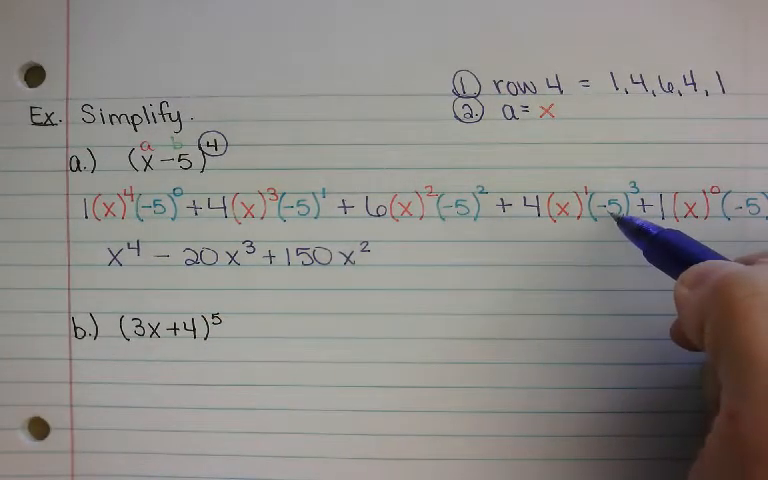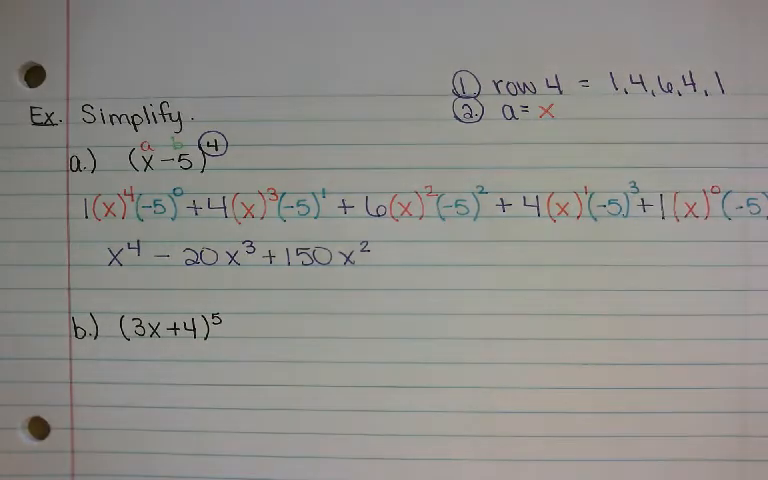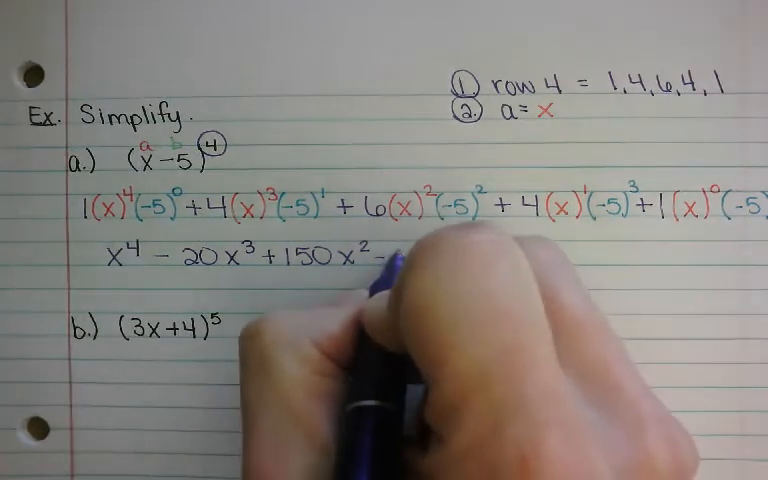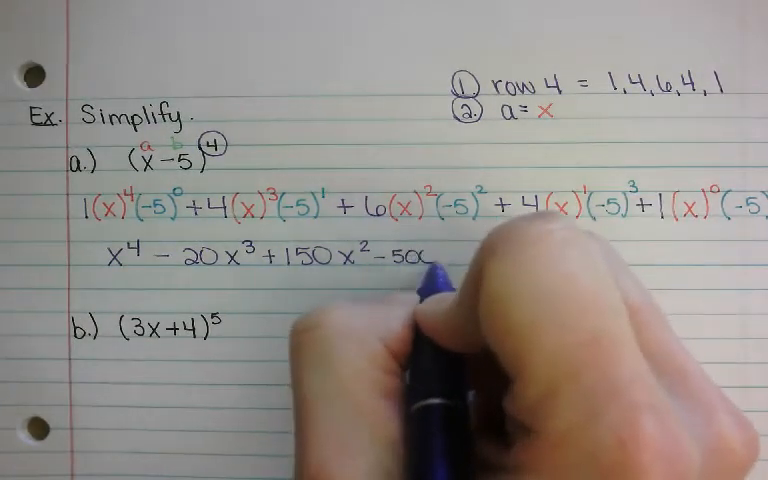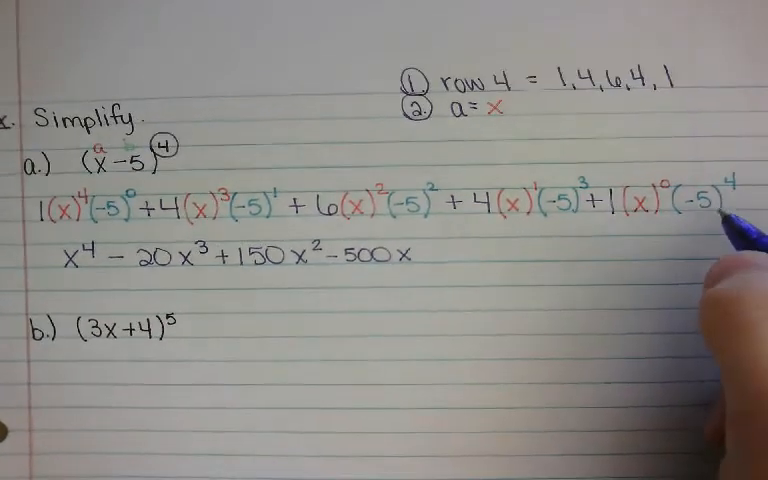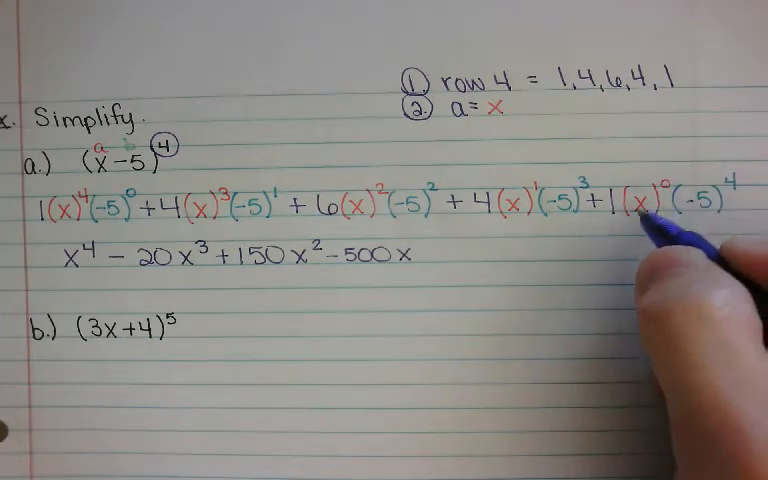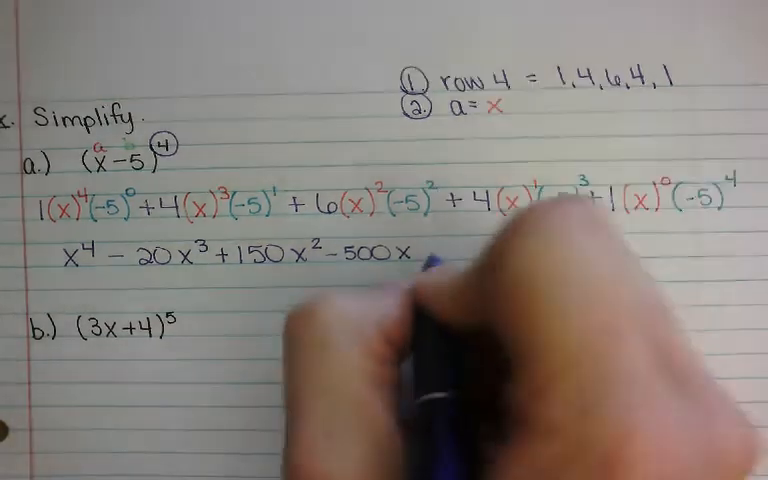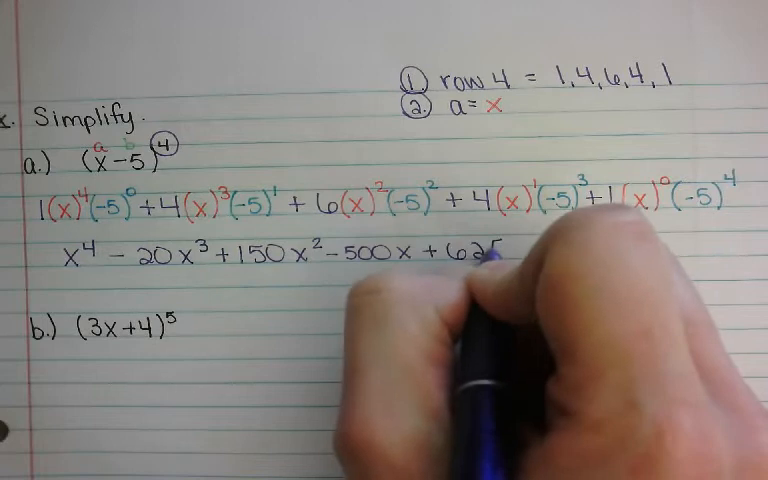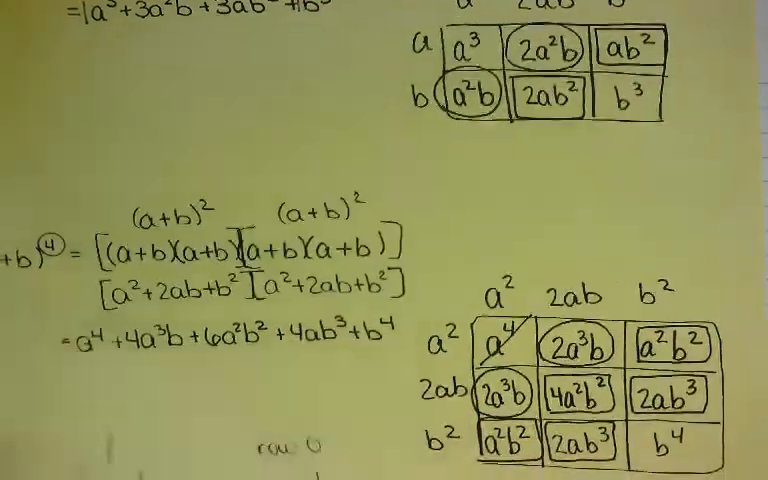Okay. Looking here, I have -5 to the 3rd power, which is -125, and then I need to take that times 4, so that's going to give me 500x. And then last, I need to take -5 to the 4th times 1. This is also a 1 because it's to the 0, so that is going to simplify to 625. And there's our binomial. And we didn't have to do all of this stuff.